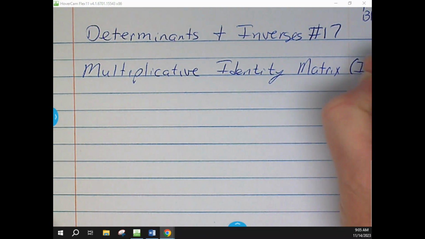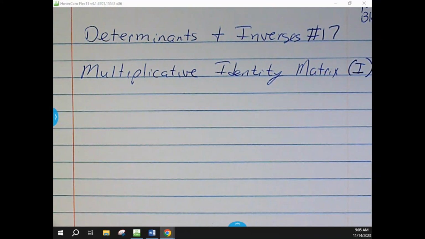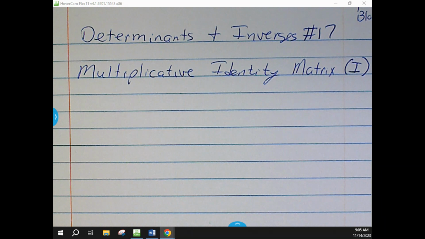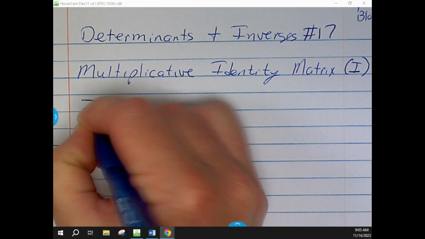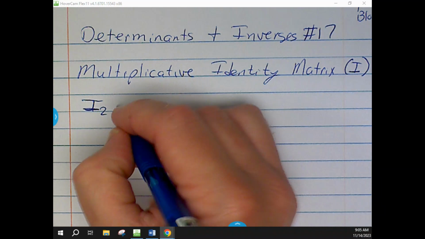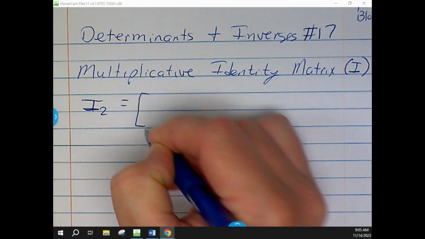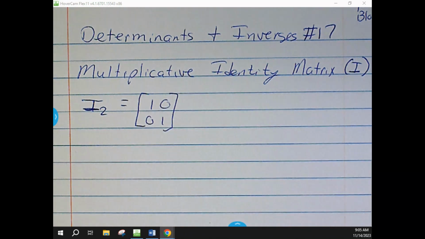And somebody came up with a great shortcut for this one. They said, okay, we're just going to go capital I. Depending on the size of the matrix, and these are always going to be square matrices, if it's I2, it's going to be a 2 by 2 matrix. The multiplicative identity, it's always a fun word to say, is 1001.